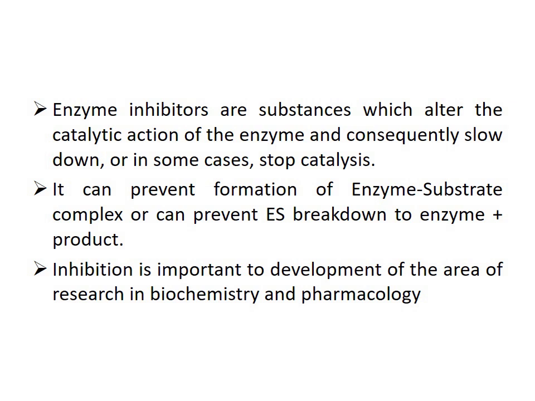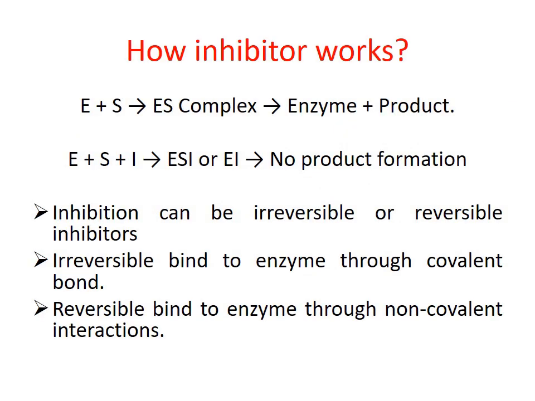Inhibition is very important for the development of the area of research in the field of biochemistry and ecology. So how does an inhibitor work? In a general enzymatic reaction, the enzyme first binds to the substrate at the active site to form the enzyme substrate complex, and this enzyme substrate complex finally degrades to enzyme and product. But in the case of an inhibitor, it binds to either the free enzyme or the enzyme substrate complex and prevents the formation of product.